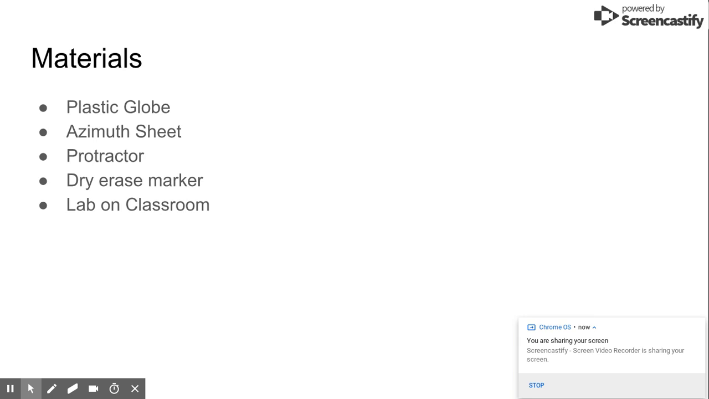The materials you'll need for this lab are a plastic globe, an azimuth sheet, a protractor, a dry erase marker, and the lab will be found on Classroom.